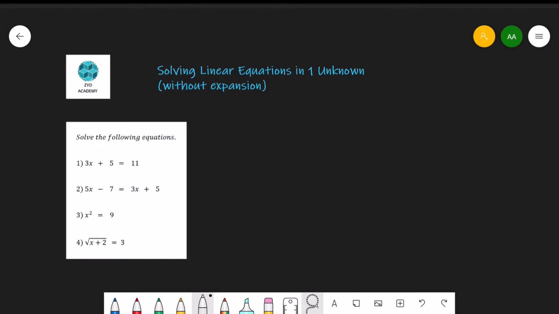Hello everyone, welcome to a tutorial on solving linear equations in one unknown. This tutorial will tell us how to solve equations, and it is different from other tutorials that you have seen because today's tutorial involves the special word "solve". Solve is hinting to you that at the end of your working you need to tell us the value of your unknown.